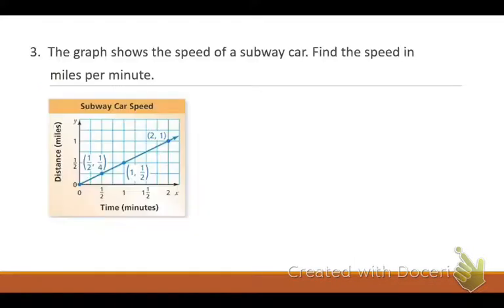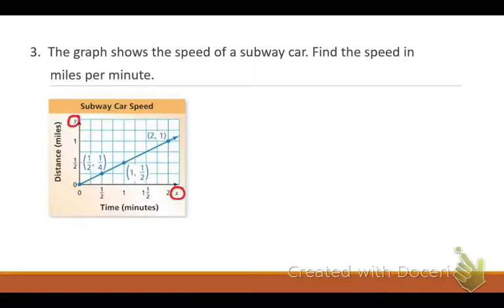All right, let's look at the next page, number 3. The graph shows the speed of a subway car. Find the speed in miles per minute. I just want us to look at this to see if we can find the x and the y axis. If you would, with your red pen, circle the x and circle the y.